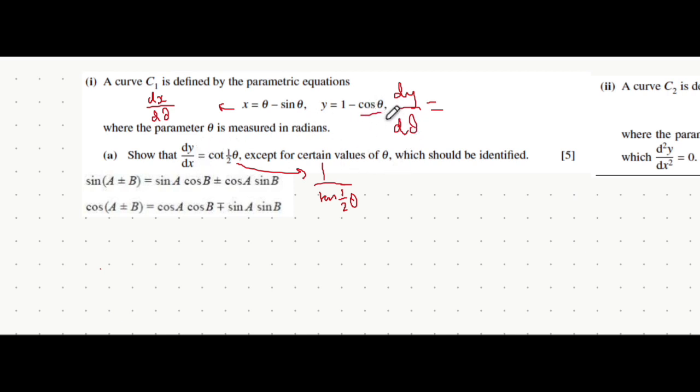So the differential of cos is minus sine, but because we're differentiating minus cos, that becomes positive sine theta. The differential of theta is just 1. The differential of sine is just cos, so that's just 1 minus cos theta.